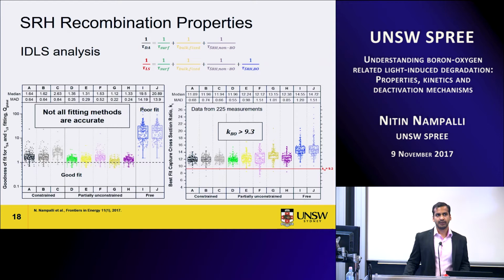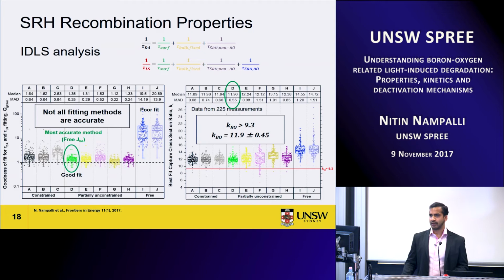determine the recombination properties. As it happens, if we allow the J0E or the surface lifetime to slightly change, then that results in the most accurate values for K. And if we consider that particular method, then we get a value of roughly 12 as opposed to 9 or 10.